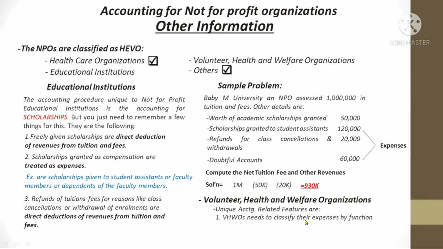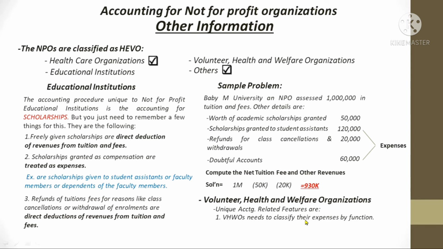If you can still remember, there are three options for this. Number 1, you can make a statement of activities, and in that statement, you can classify expenses not just by nature but also by function. Number 2, you can make a separate statement of functional expenses. Or if you do not want that, number 3, you can put it in the disclosures. Those three options are also available to non-voluntary health and welfare organizations who choose to classify expenses by function. I hope you can still remember.